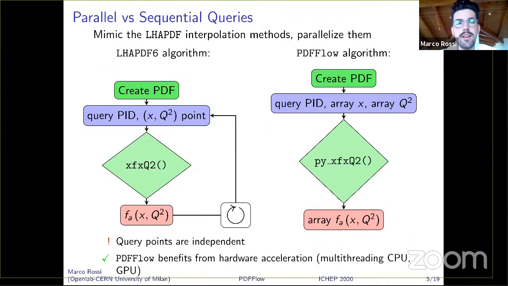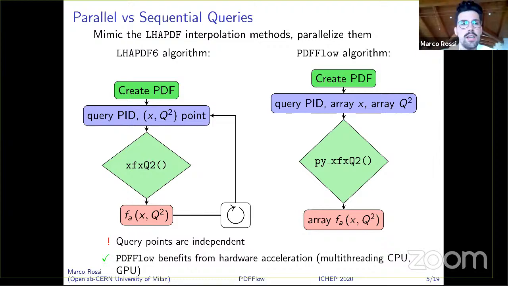LHAPDF has a Python interface that allows one to create a PDF object and fix a PID, namely a flavor for the incoming parton. It allows to query an x-q squared point and return the corresponding value for the PDF. This LHAPDF6 algorithm is a sequential algorithm. In fact, it takes into account this accessing of the PDF with a for loop. But as you can see, each of these calculations is intrinsically parallel, so the query points are independent.